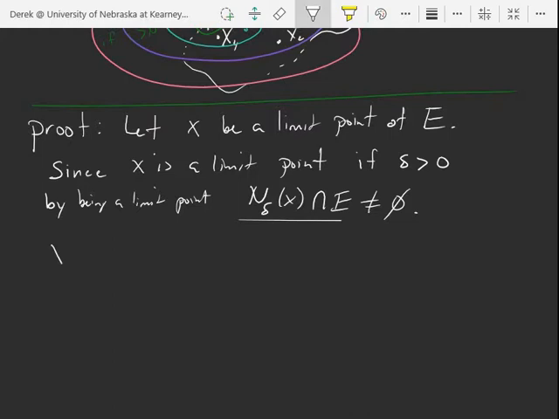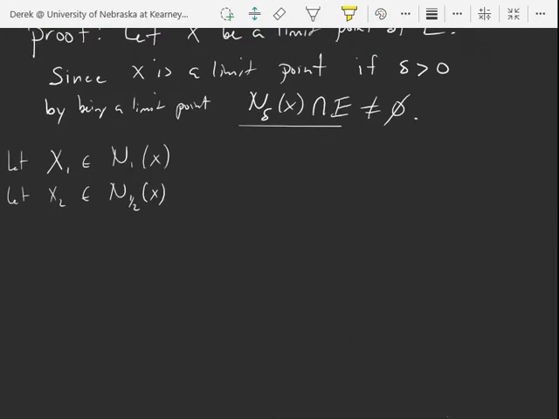We'll create x1 by saying x1 is in the neighborhood of radius 1 around x. So let's let x1 be in there. Let's let x2 be in the neighborhood of 1/2 around x. So we're going to make these circles smaller as we go farther out in the sequence. x3 is in the neighborhood of 1/3 about x. So on, let xi be in the neighborhood of 1/i around x.